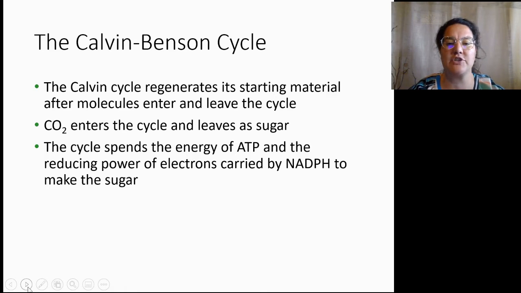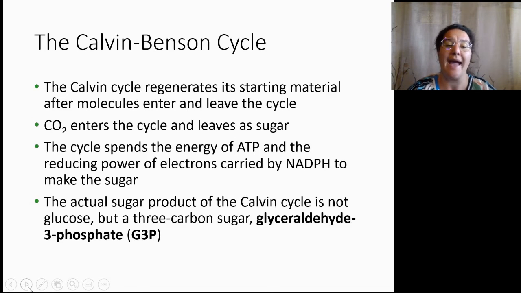And the cycle spends the energy of ATP and the reducing power of electrons carried by NADPH to make the sugar. So all those electrons that ATP and NADPH gained are used to make glucose molecules. The actual sugar product of the Calvin cycle is not directly glucose, but it's a 3-carbon sugar known as glyceraldehyde 3-phosphate, or G3P. And then from here, different plants will make different types of sugar, starch, or cellulose products. So we'll talk about G3P more often in the Calvin-Benson cycle as opposed to sugar.